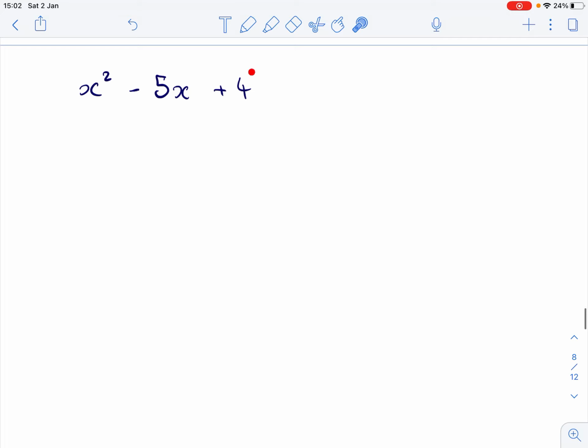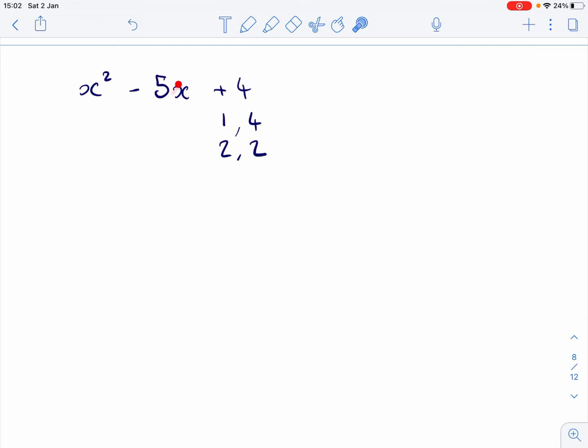Okay, so let's have a look at another example. x squared minus 5x plus 4. So again, my first step, I'm going to have a look at the constant on its own, plus 4. So this can be written in a number of ways. It could be 1 and 4, if I'm thinking about factors. It could be 2 and 2. But neither of these will sum to minus 5.